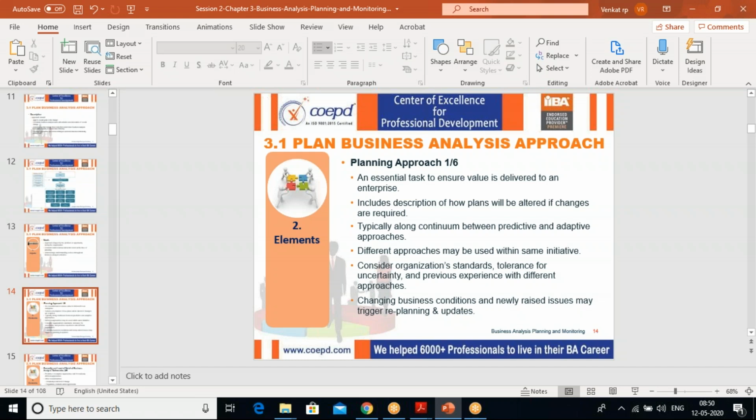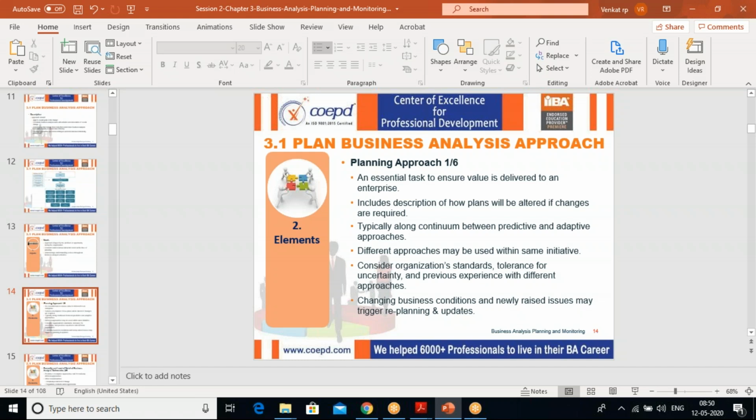Here we should understand predictive approaches and adaptive approaches, what we can do in predictive approaches and what we are going to do in adaptive approaches. Sometimes, based on the context, we can use two different approaches in the same initiative. That can also happen. A few things we can do in a traditional way, a few things we do in an agile way.